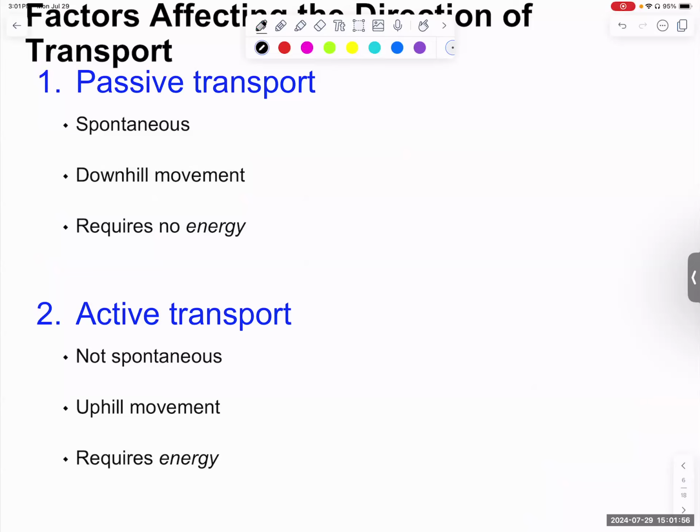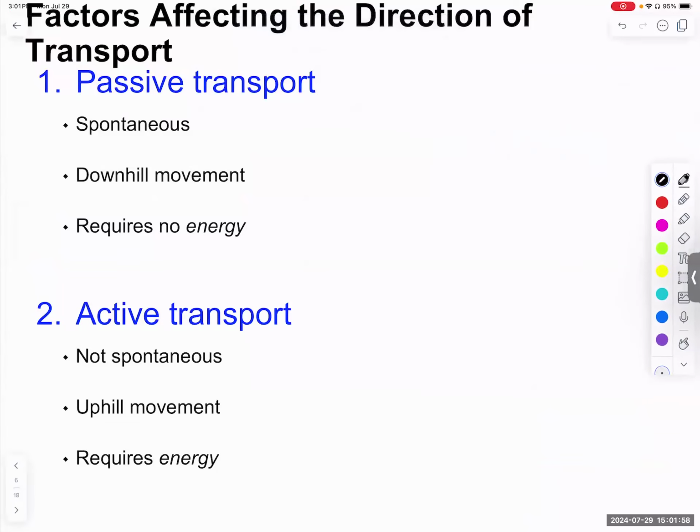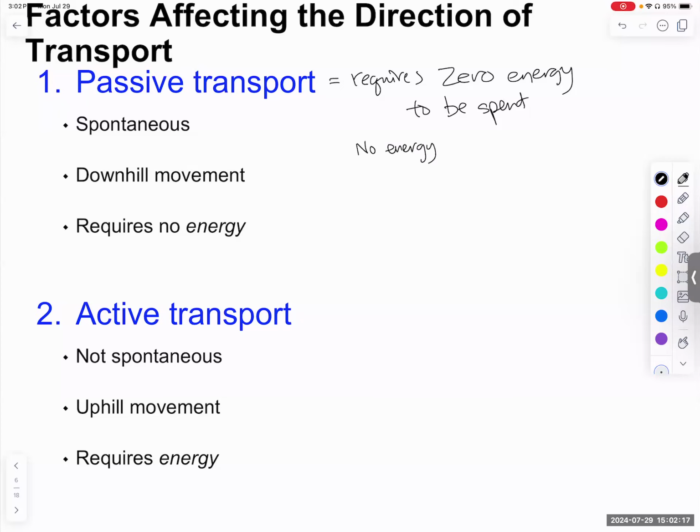And factors that affect direction of transport, well, there's passive transport, which requires zero energy to be spent. What does that mean? No energy required. So no energy, downhill movement always goes from a high to a low.